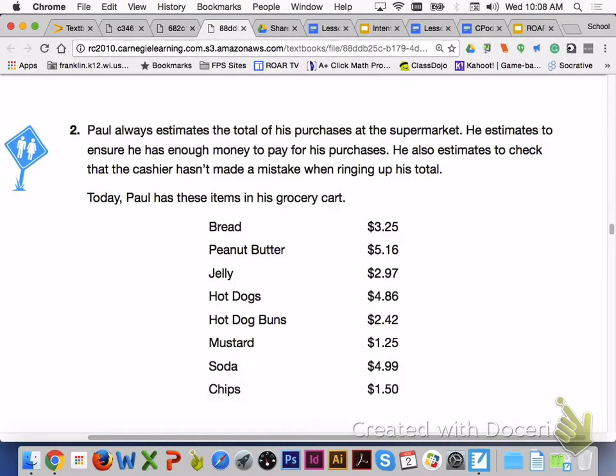Turn to page 259, number 2. Paul always estimates the total of his purchases at the supermarket. He estimates to ensure he has enough money to pay for his purchases. He also estimates to check that the cashier hasn't made a mistake when ringing up his total. Please take a look at the items in his grocery cart and answer letters A through C with your group members.